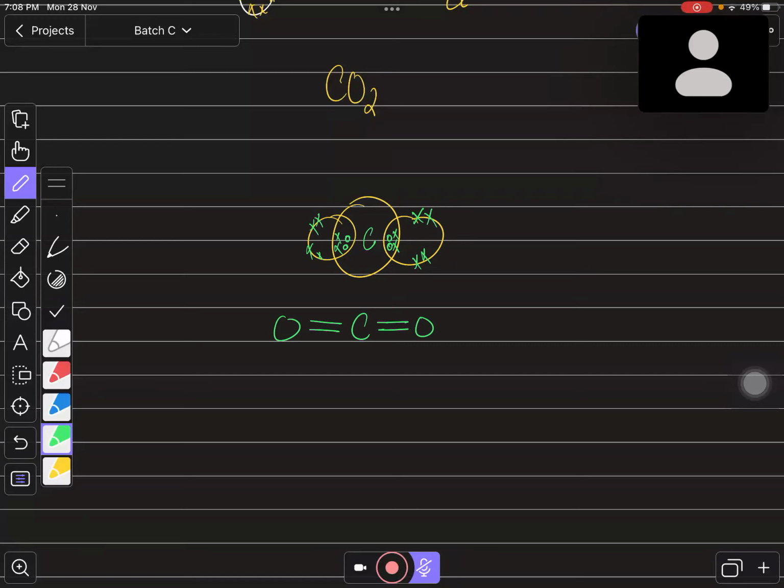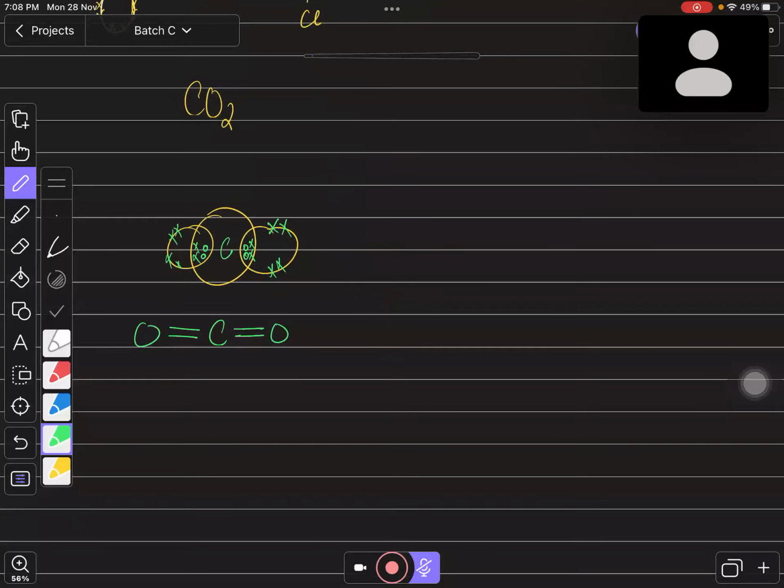Yes, sir. Clear. If you talk about oxygen gas, we know that oxygen is also from group number 6. It has 6 electrons in the outermost shell. So 1 2 3 4 5 6.